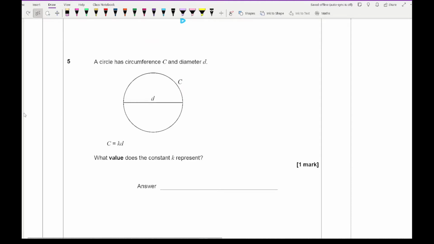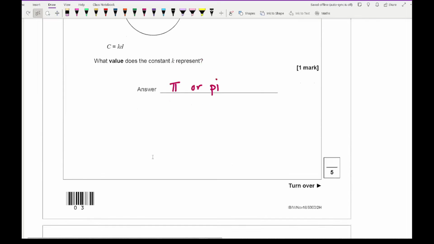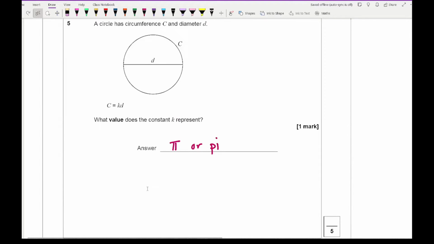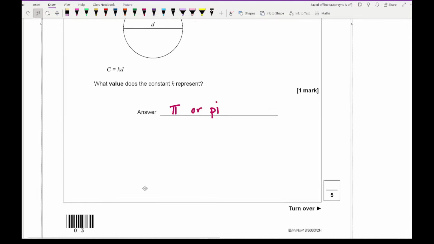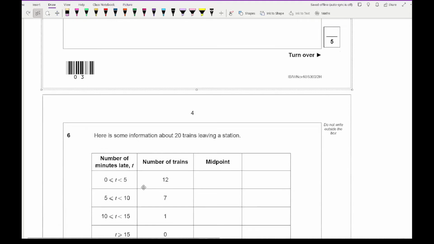Then looking at question 5, it says that a circle has a circumference of C and a diameter of D. C equals KD. What value does the constant K represent? And that's going to represent pi, or you can spell it in words, but I would say that it equals pi. I definitely wouldn't use 3.14 in that question, because it doesn't say that K has been rounded, or definitely don't use 3 because again it doesn't say that it's been rounded to the nearest integer.